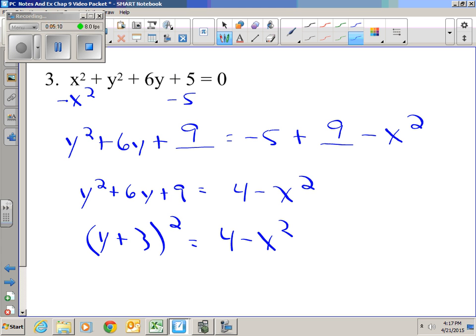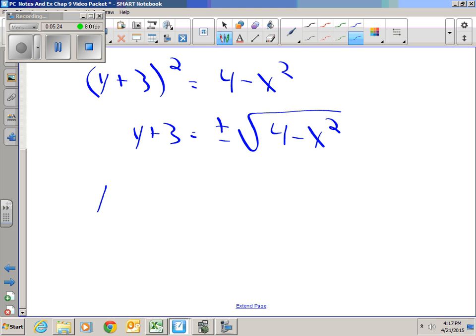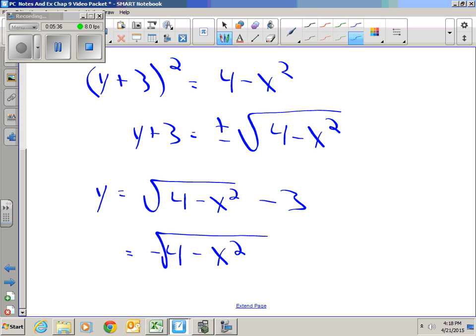Take the square root of both sides. I get y plus 3 is equal to plus or minus the radical of 4 minus x squared. Now I'm going to simply subtract 3. So y equals radical 4 minus x squared minus 3, or equals negative radical 4 minus x squared minus 3, with the negative outside the radical.